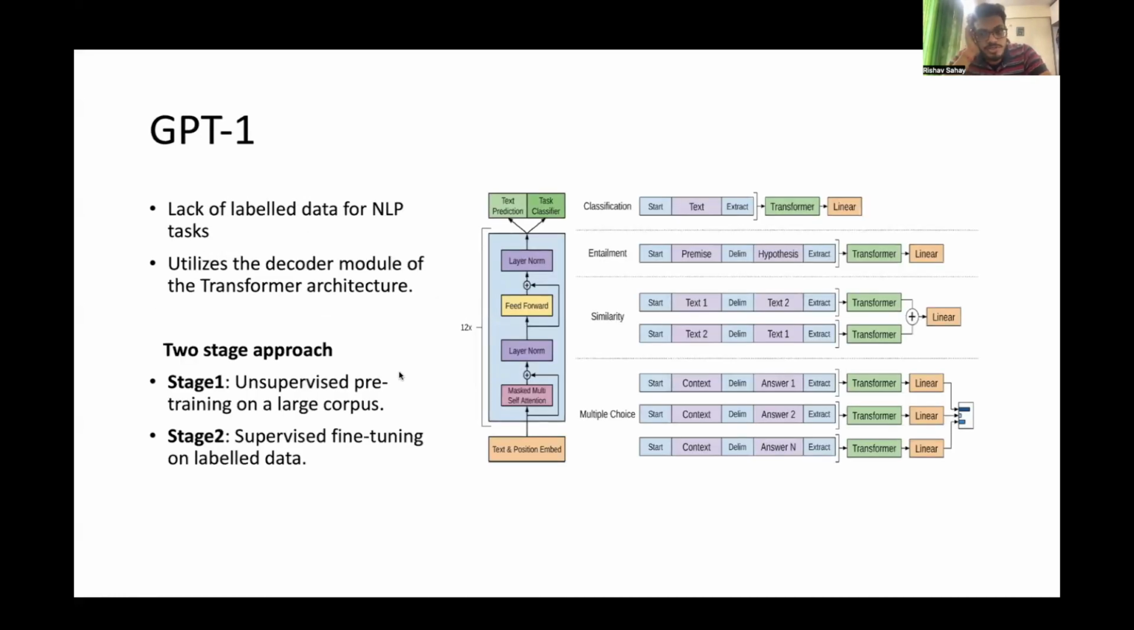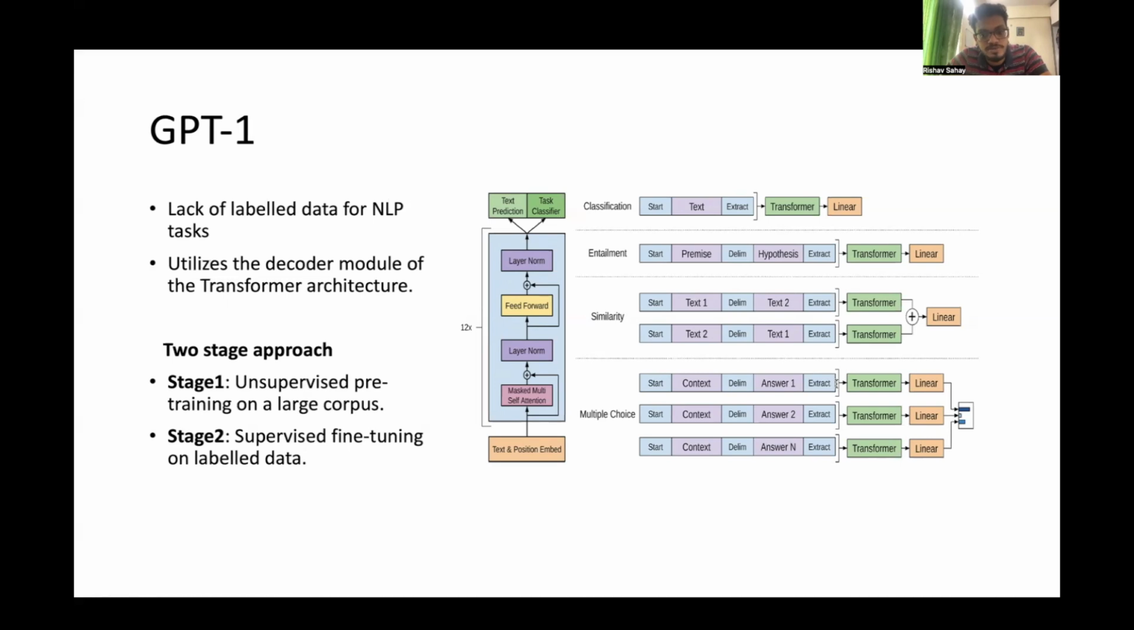So now let's talk about GPT-1. This was the first in the series of generative pre-trained transformers by OpenAI. One of the significant challenges in natural language processing has been the lack of labeled data. GPT-1 addresses this by leveraging a vast amount of unlabeled text available on the internet for its initial training phase. GPT-1 utilizes the decoder model of the architecture. This means it focuses on generating text by predicting the next word in a sequence, a task well suited to the autoregressive nature of the decoder.